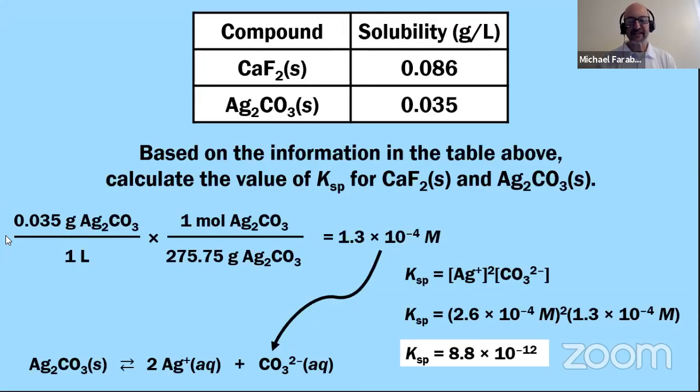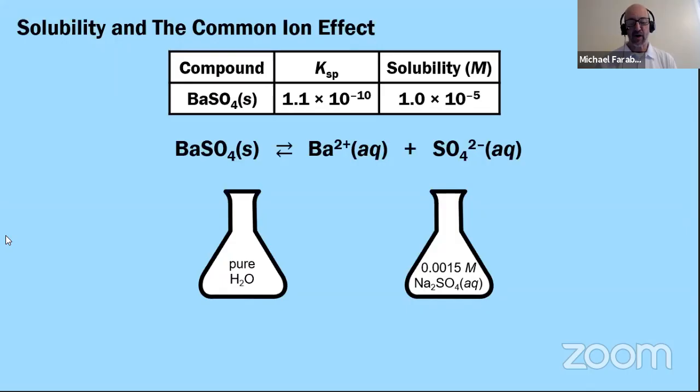So we have successfully done calculations using Ksp to go to solubility and solubility to go to Ksp. Hopefully you have a better understanding of those calculations. I now want to talk about a concept known as the common ion effect, and this has to do with Le Chatelier's principle. Now, the solubility of barium sulfate in pure water is 1.0 times 10 to the negative 5.